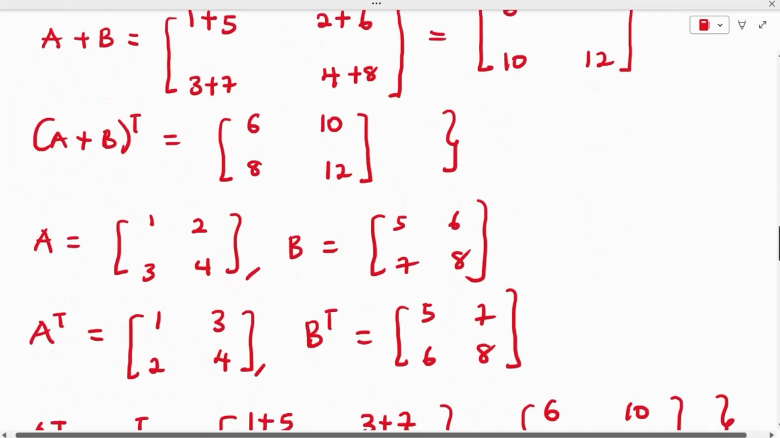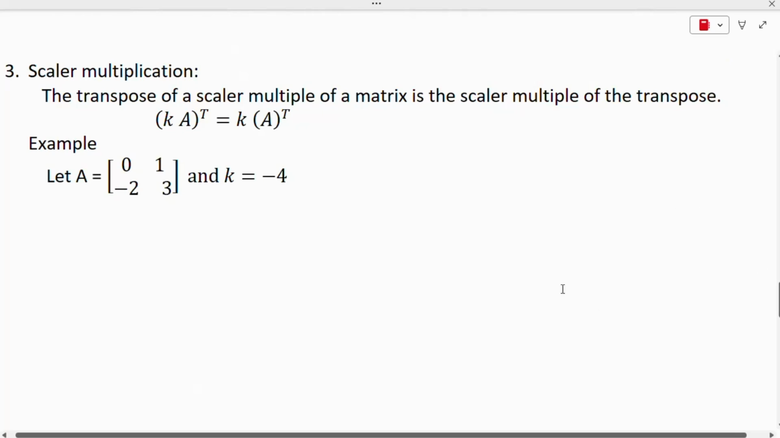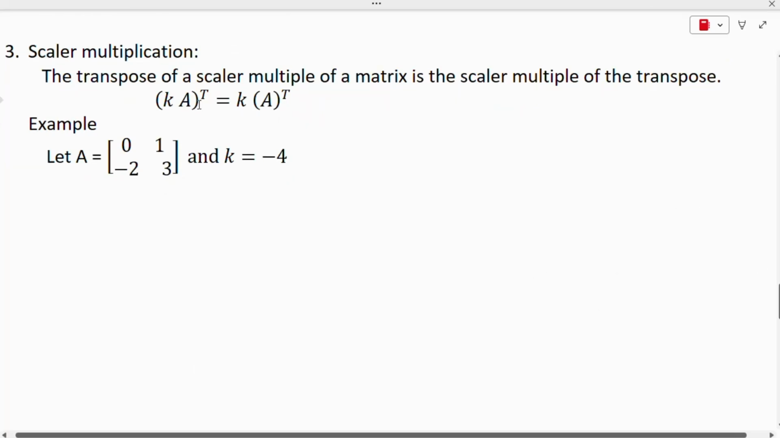So let's go to the third property, and the third property right here is scalar multiplication. The transpose of a scalar multiple of a matrix is the scalar multiple of the transpose. That is to say, if you multiply a matrix by a scalar and take the transpose of that matrix, it is equal to the scalar multiplying that matrix transpose. So let's verify it using this example right here. We're going to check if the left hand side is equal to the right hand side. They said let A be equal to the matrix 0, 1, negative 2, and 3, and the scalar, which is K, is equal to negative 4.